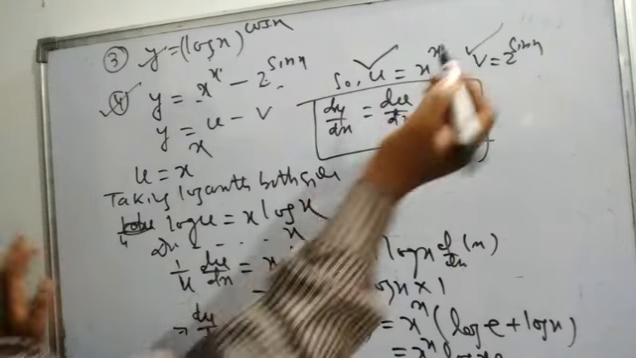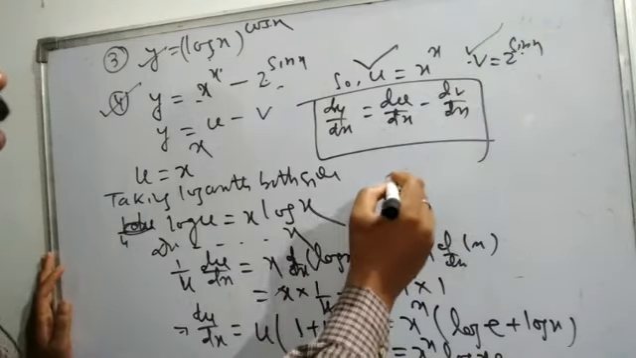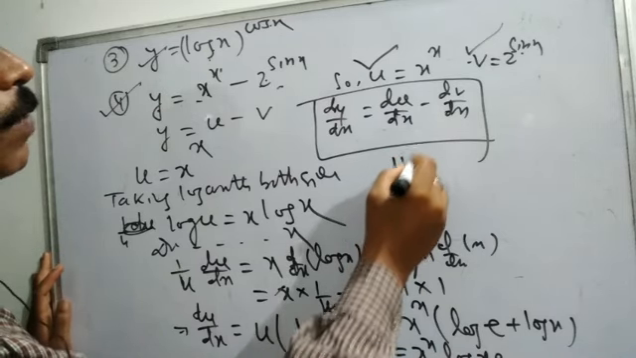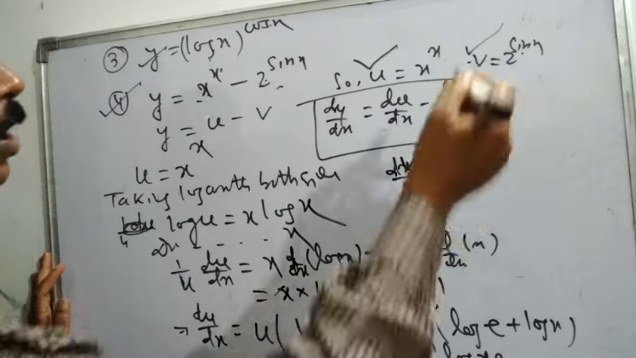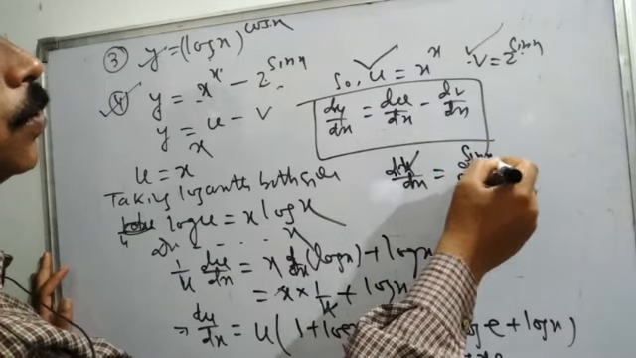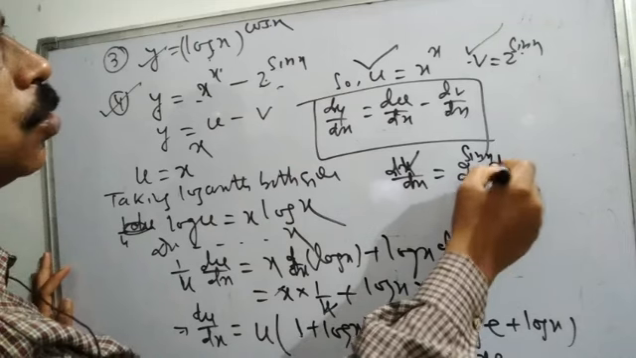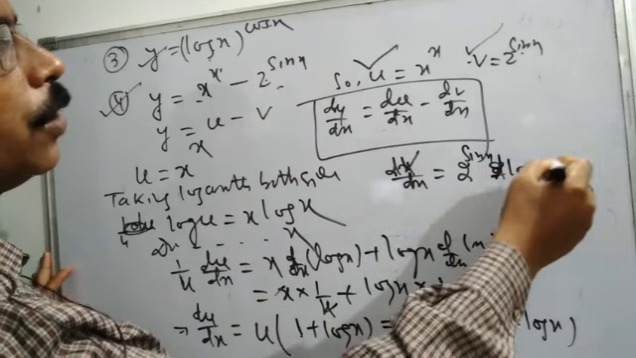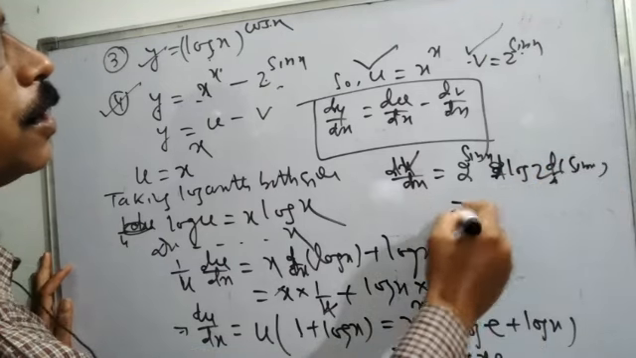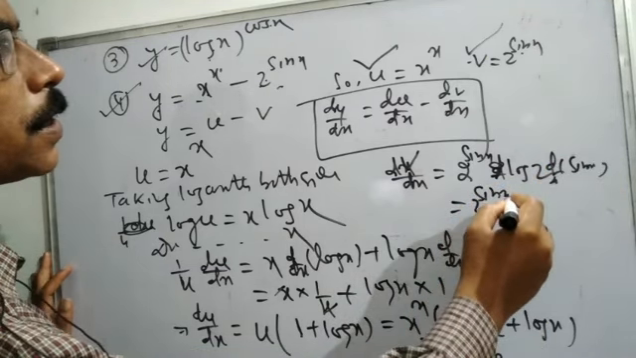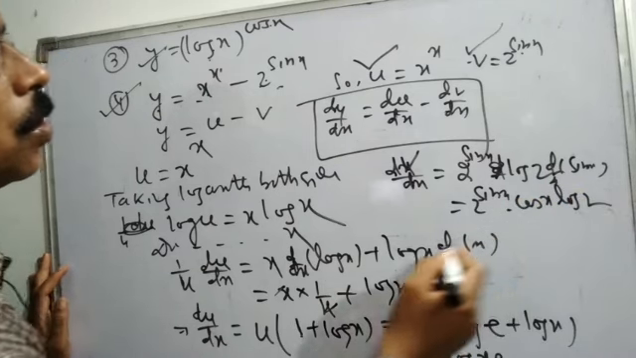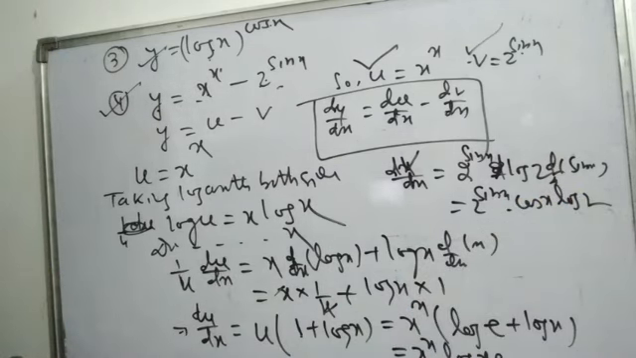Now the next part, v is equal to 2 to the power sin x. So you can find the derivative easily. dv by dx is equal to 2 to the power sin x into the derivative of the exponent, that is 2 to the power sin x log 2 into the derivative of sin x. So it will be 2 to the power sin x into cos x log 2. That is the dv by dx value.